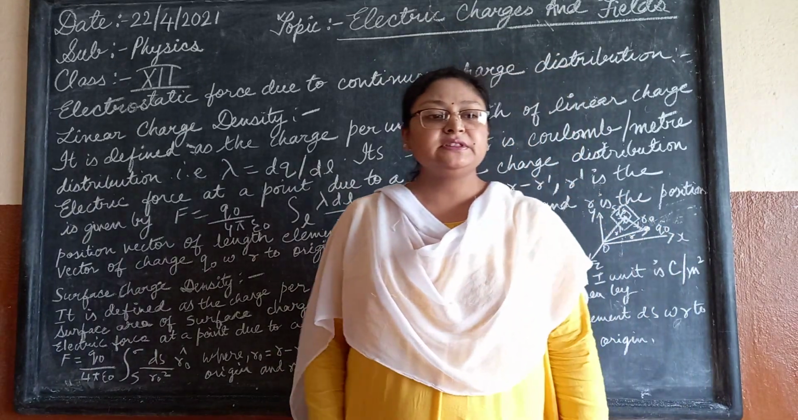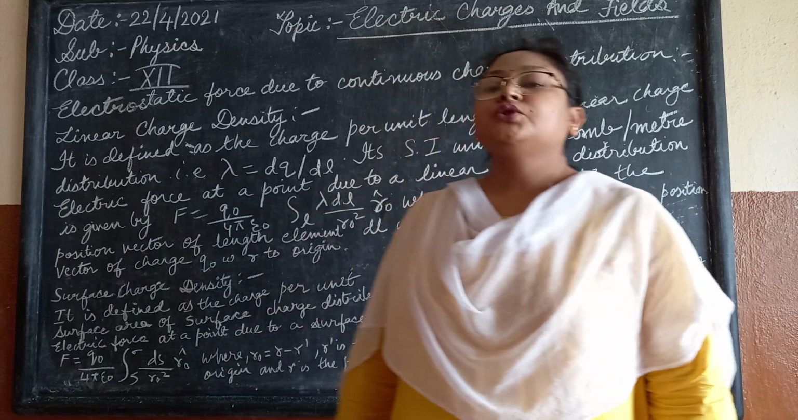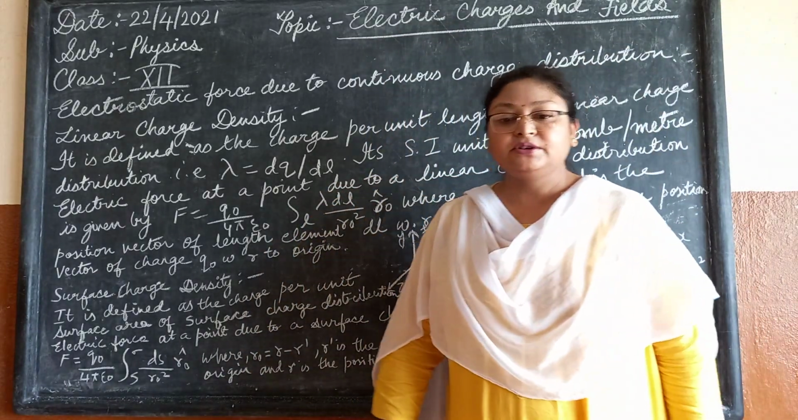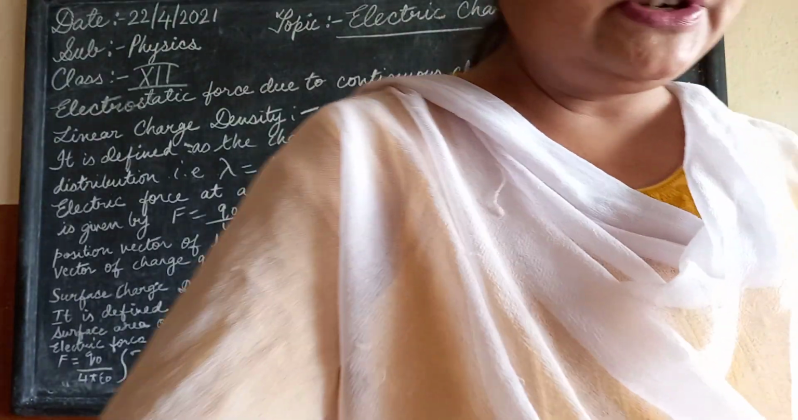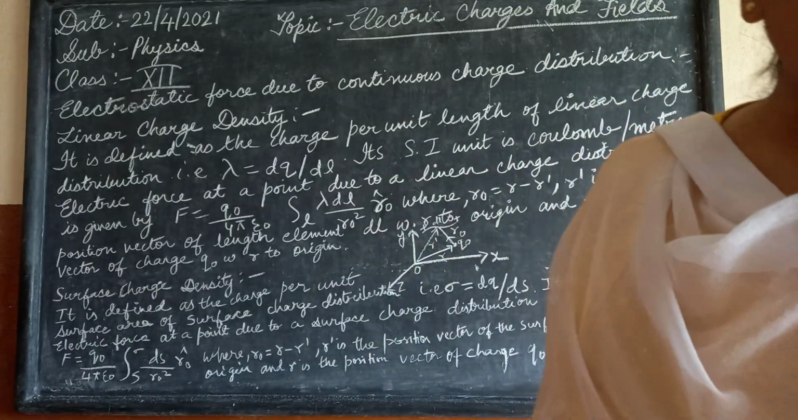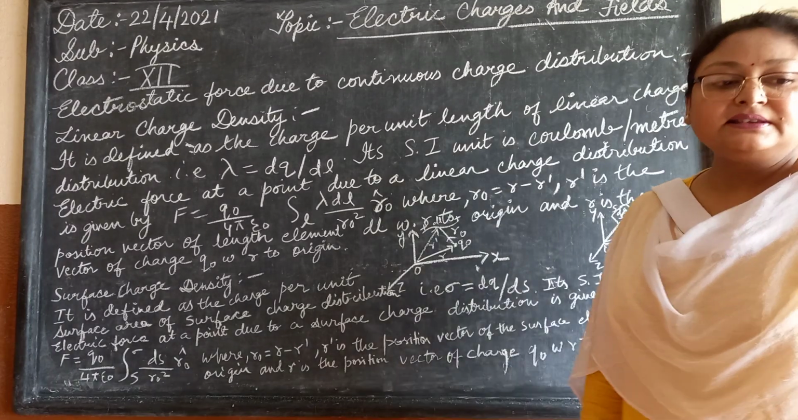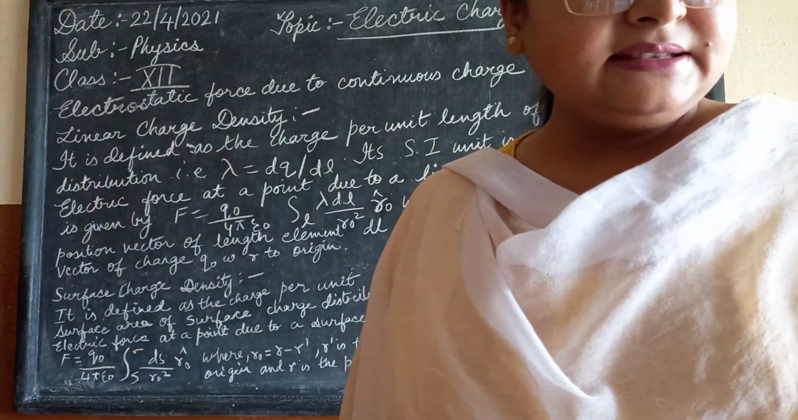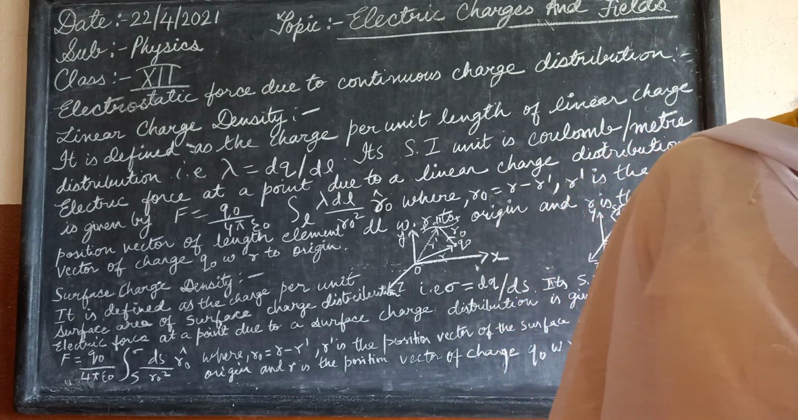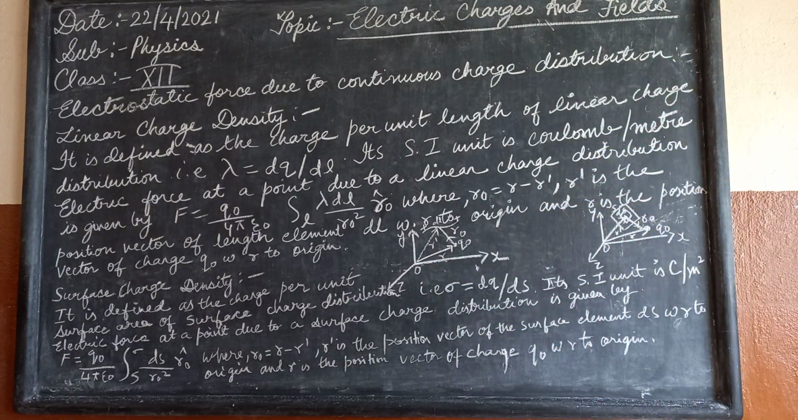Today we will continue with this chapter, electric charges and fields. Here we will continue with the electrostatic force due to the continuous charge distribution. In this we have three values: linear charge density, surface charge density and volume charge density. Two are given here, that is linear charge density and surface charge density. Let us discuss this.